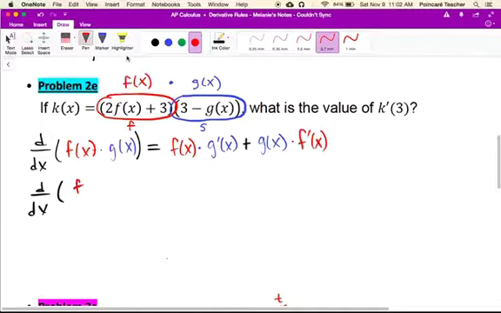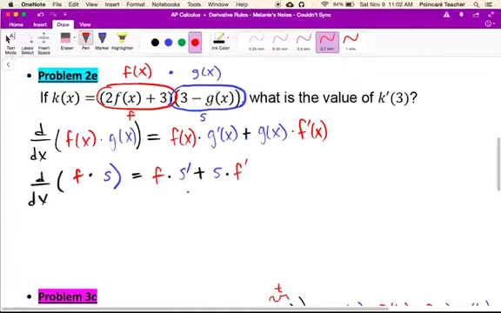The derivative of first times second is equal to first times the derivative of the second, plus the second times the derivative of the first. That's another helpful way that I try to remember without being hung up on the labels itself.